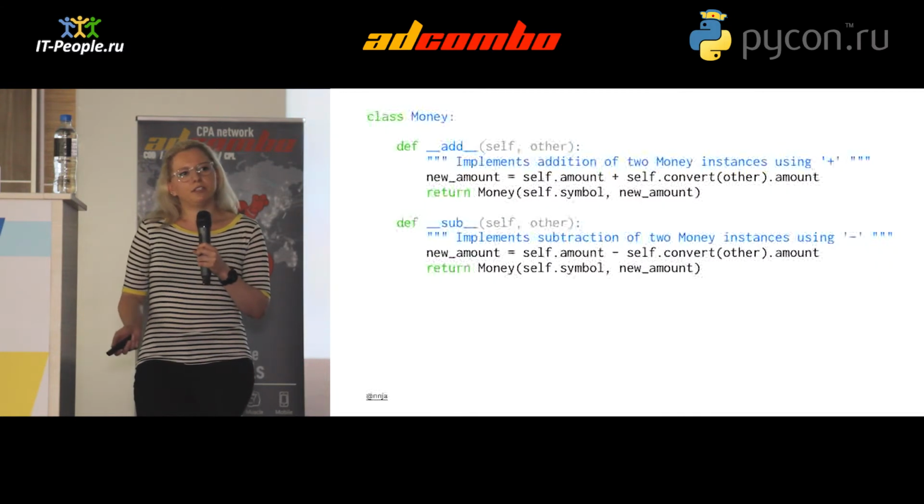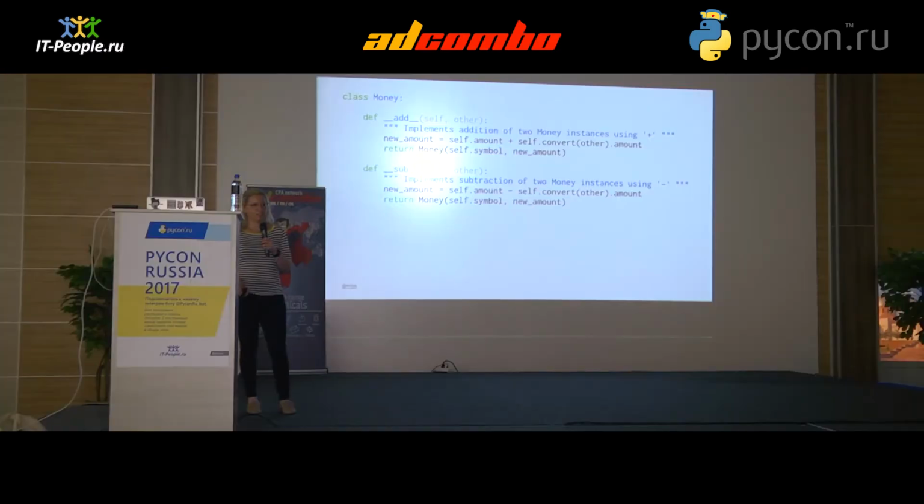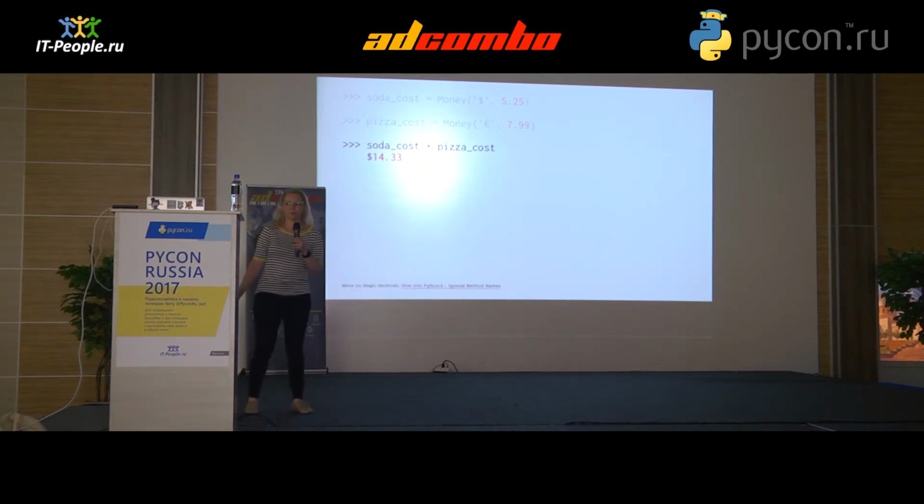Now, let's implement 2 more magic methods, dunder add for addition and dunder sub for subtraction. And then let's see why this is so powerful. This allows us to use this class in a really intuitive way. It's currency, right? You expect to be able to add and subtract it, and to perform these kinds of mathematical operations on it.